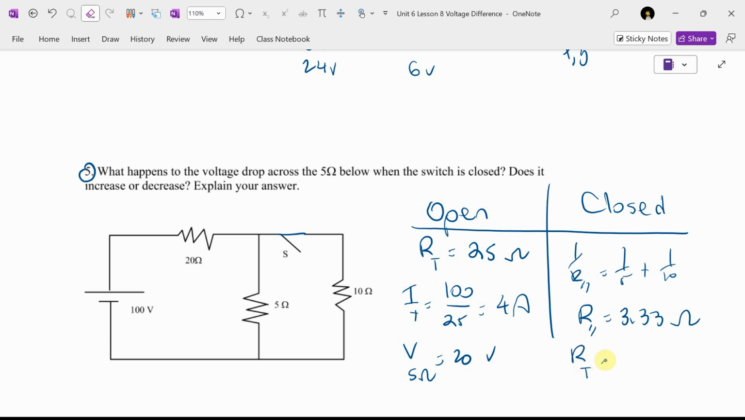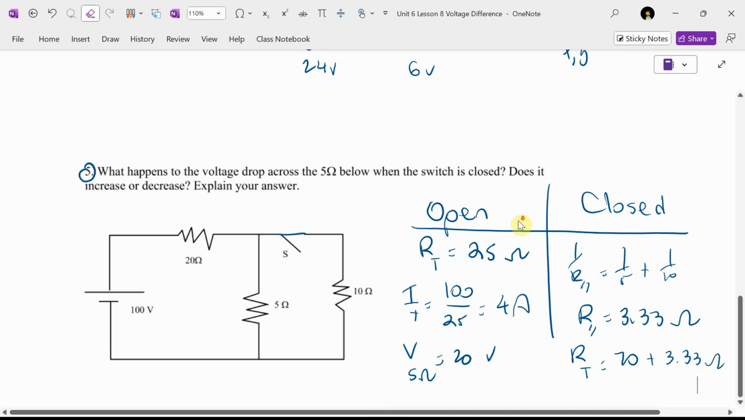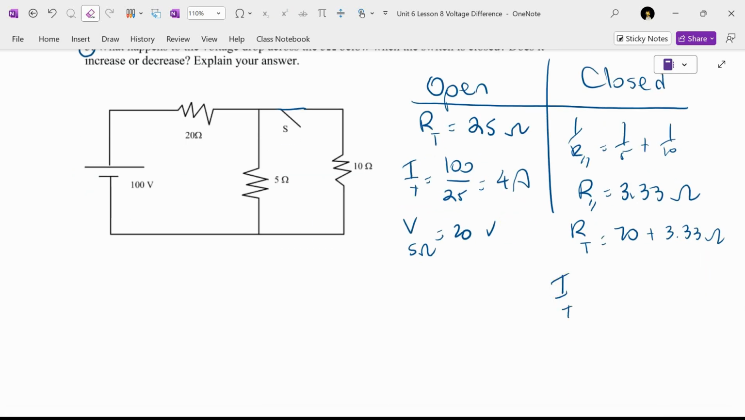So our total is going to be 20 plus 3.33 ohms. I total is going to be bigger. I total is going to be 100, sorry, is going to be smaller. I said bigger, is going to be smaller. I total is going to be 100 divided by, no, it's going to be bigger. I'm so sorry. Original was 25 ohms. Now it's a smaller resistance, 23.33.